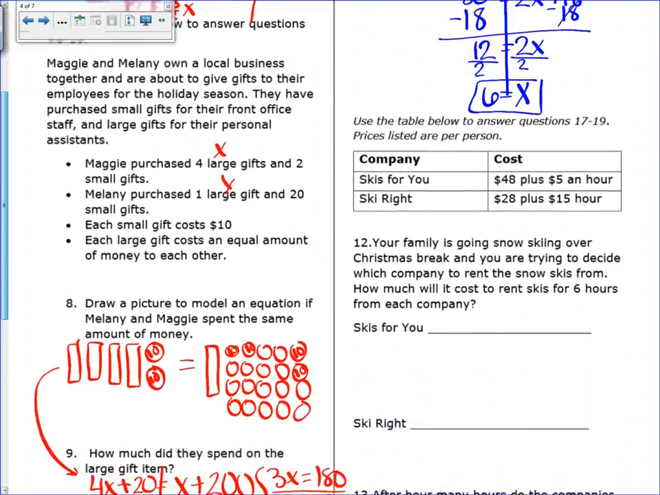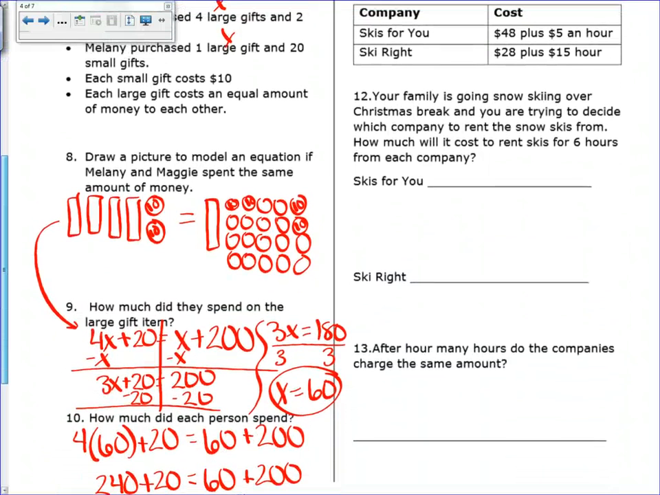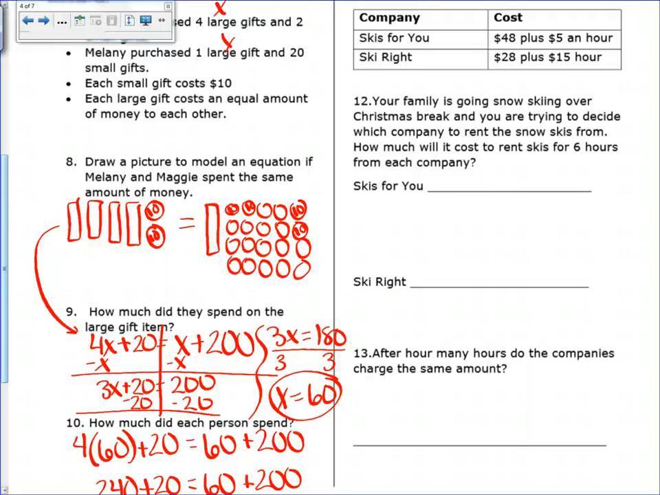Number 12. Your family is going snow skiing over Christmas break, and you're trying to decide which company to rent the snow skis from. How much will it cost to rent skis for 6 hours for each company? So Skis For You charges $48 plus $5 per hour. So I'm going to let x represent the number of hours. Ski Right is $28 plus $15 per hour.